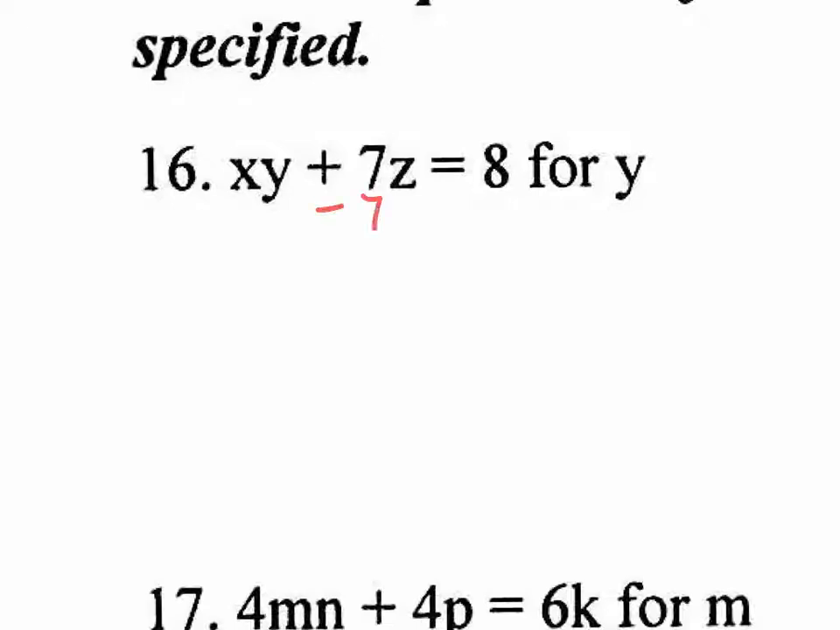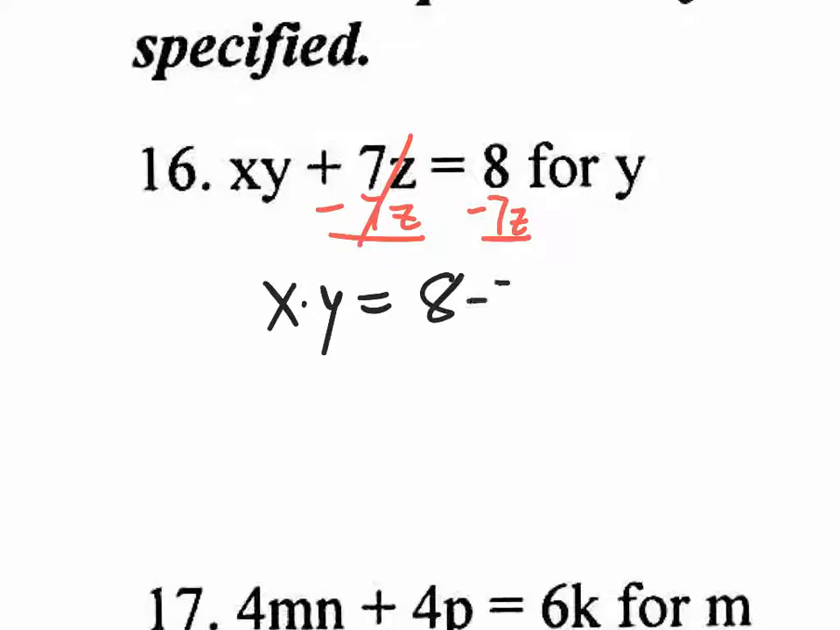That's right, subtract 7z. Cancels out. What you do to one side, you do to the other side. You can't do that, so it's 8 minus 7z. So you're just going to rewrite it if you can't do it, right? So let's rewrite what we have. We have x times y equals 8 minus 7z. And you want to get y by itself.